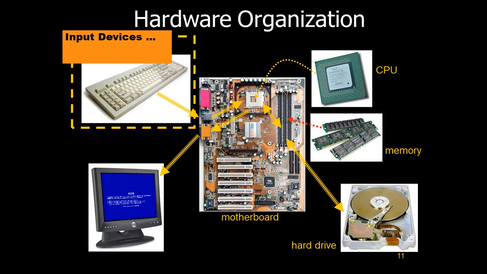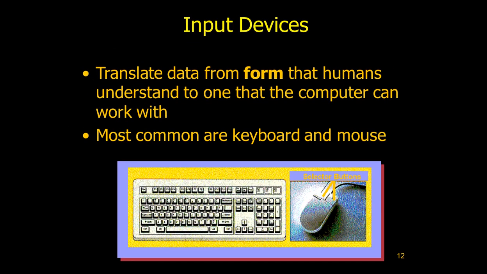Input devices. An example of an input device is the keyboard, and that's what we'll look at. A keyboard is an input device, and it translates data from a form that humans understand to one that the computer can work with. Most common are the keyboard and mouse.